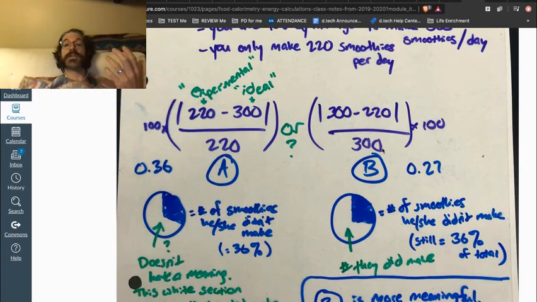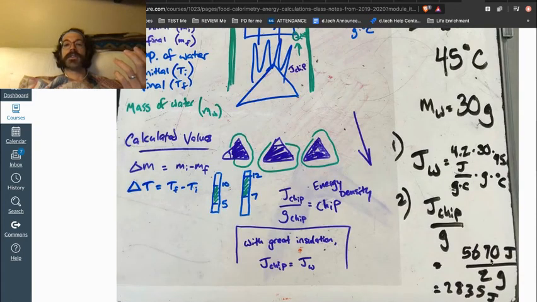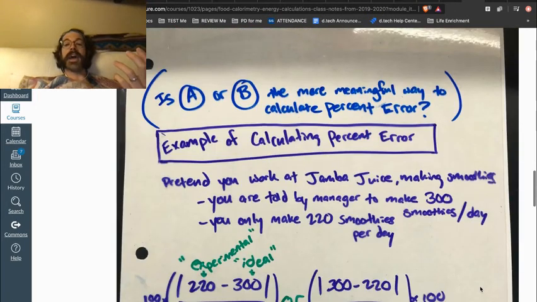Okay, so how does this relate to the snack food calculations? Right, so once you have your experimental energy density of your chip, you take this number, and that essentially takes the place of this experimental smoothie number. This 300 number is going to be the number you get from the chip bag when you are finding how much energy is stored in 1 gram of chip. So this is the comparison that you're doing.